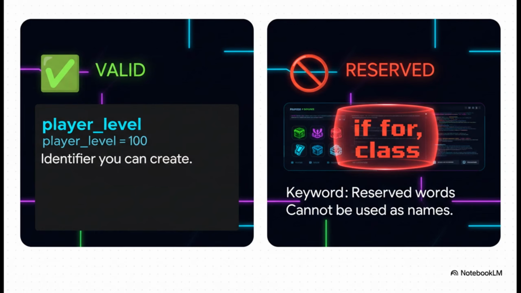Oh, and one last critical rule. Some words are basically reserved by Python itself. Words like if, for, and class, these are part of the game's core mechanics. You can't name your variables after them because the engine would get totally confused. Think of them as off-limits.